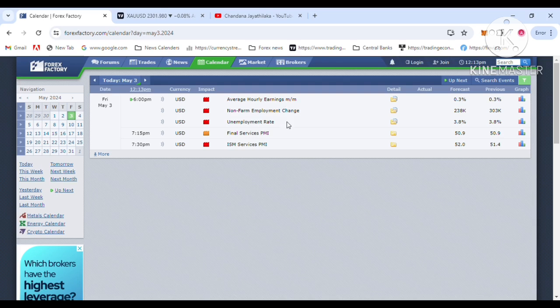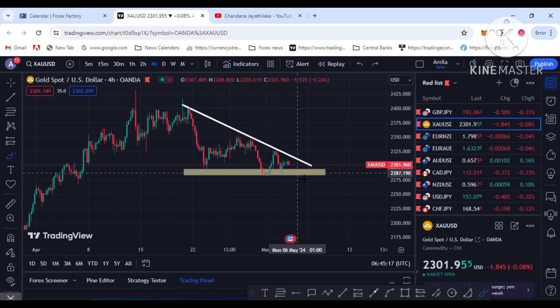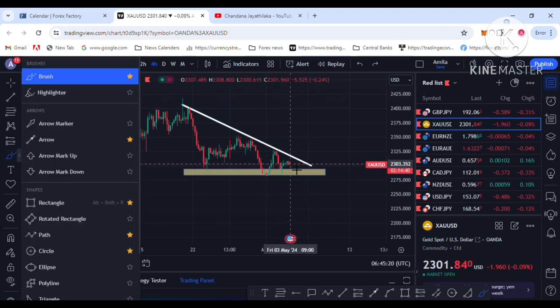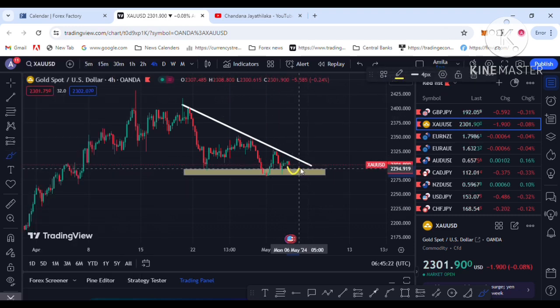The previous figure is 303k. The Fed, the American central bank, forecasts a drop to 238. If it does not drop to 238, and comes in above 250 or above 300, that's positive for the US dollar. I expect gold to drop on positive NFP data above 300 or above 350 in non-farm employment change data. I expect gold to drop to the downside.